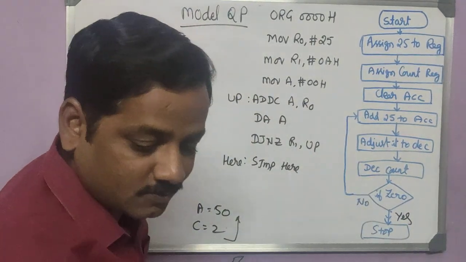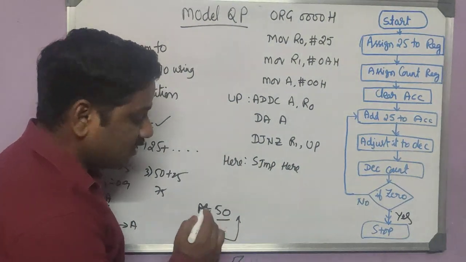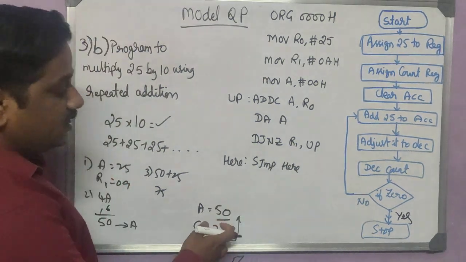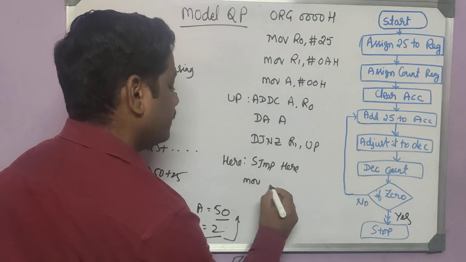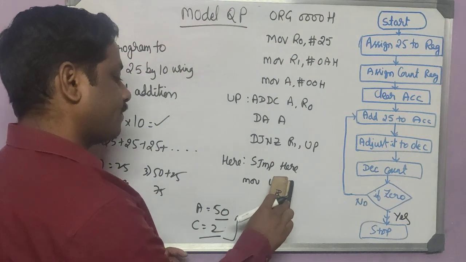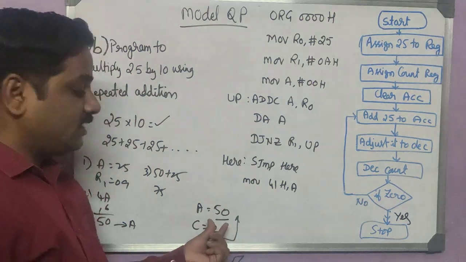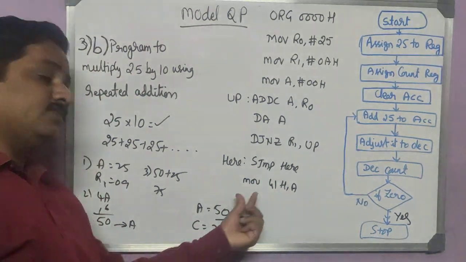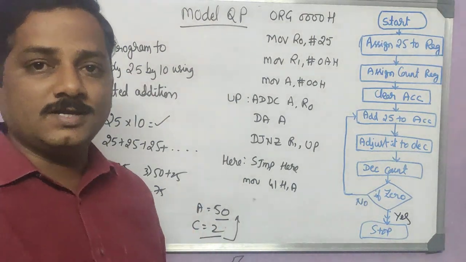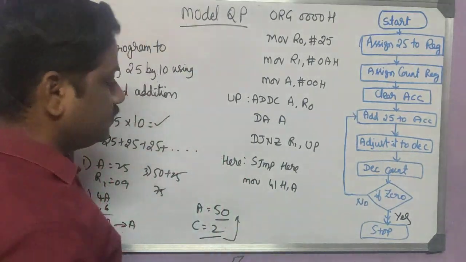I will just elaborate this program. What you can do: the lower byte is there in the accumulator, the higher byte is there in carry. So this lower byte can be stored, means the accumulator I can store somewhere. So I will write it like this: MOV 41H, A. So at 41H I will get 50. The accumulator is having 50, so that will be given to 41H. Fine. Now what we have in carry has to be taken into the accumulator.